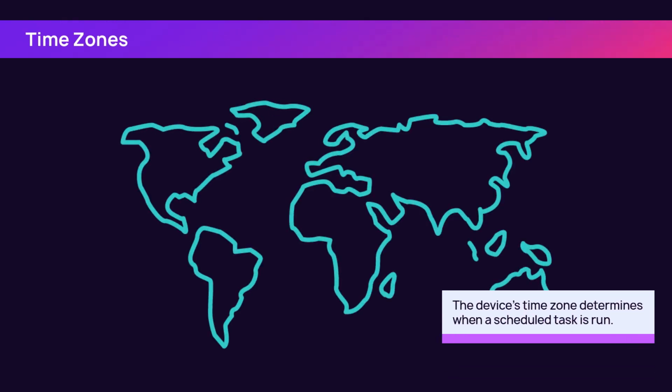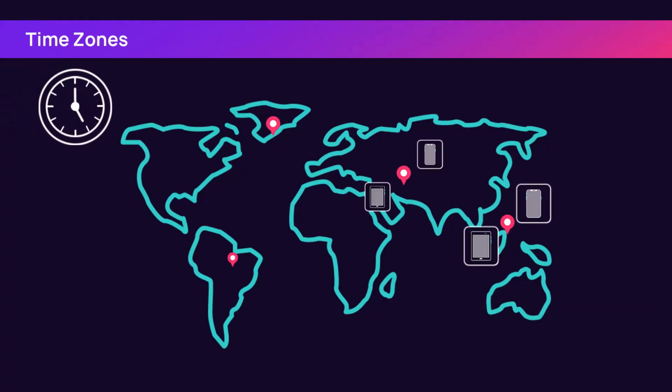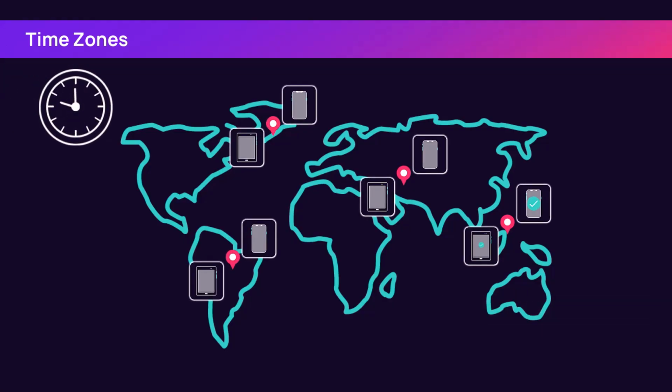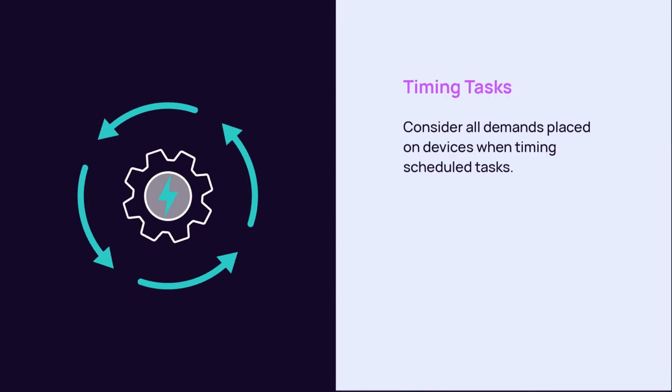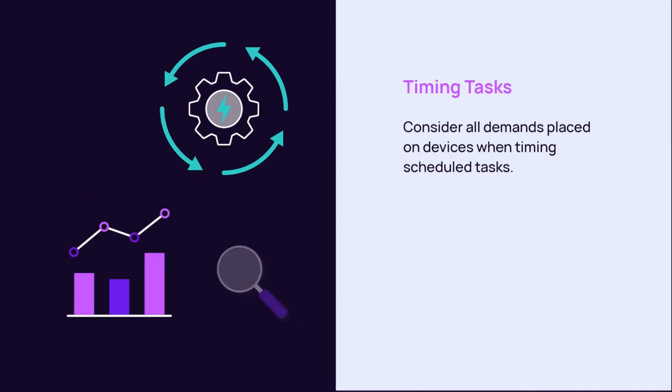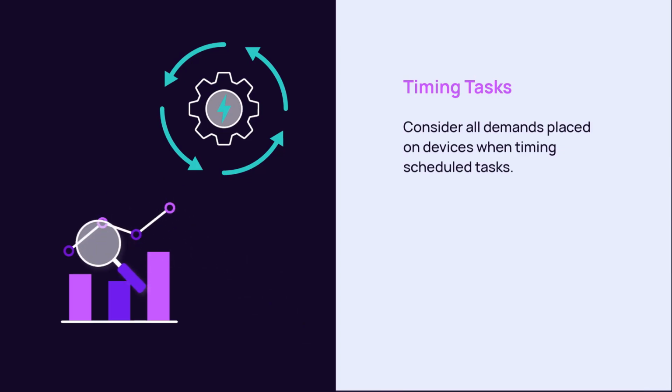Scheduled tasks are run on the time zone of the device, not the server. If devices are across different time zones, tasks will not show complete until the device in the latest time zone finishes the task. Be aware that when scheduling multiple tasks, a timing overlap can impact how much memory or processing power is available for all of a machine's planned jobs.